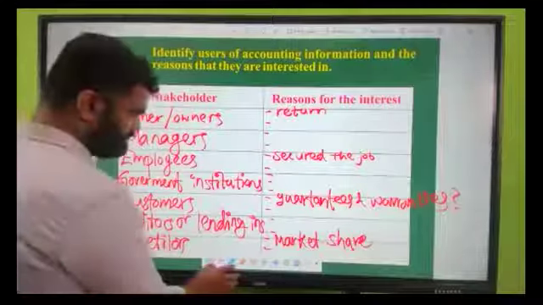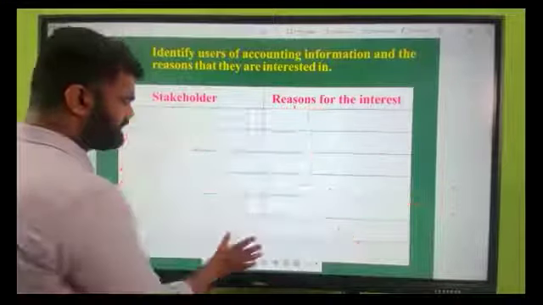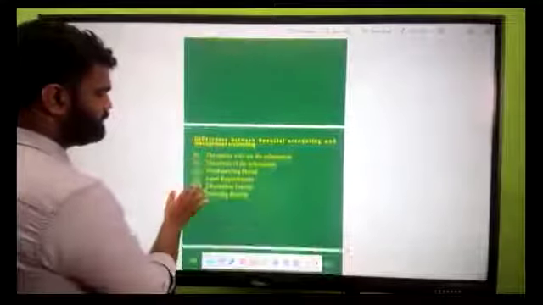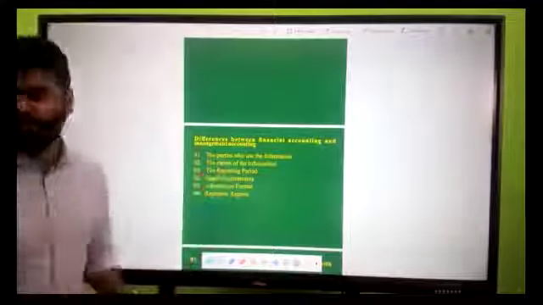Right. So next day we are going to talk about a very important part, differences between financial accounting and management accounting. In the theory class also we discussed some things, but in this case we are going to discuss something broader than your theory class.